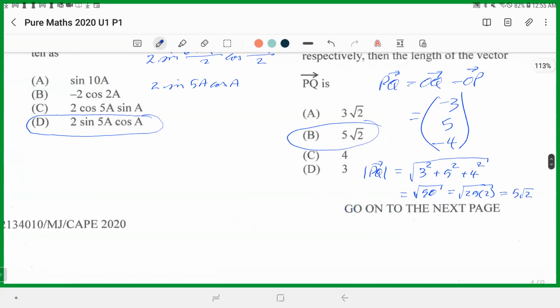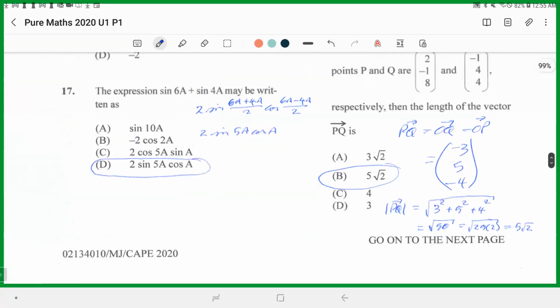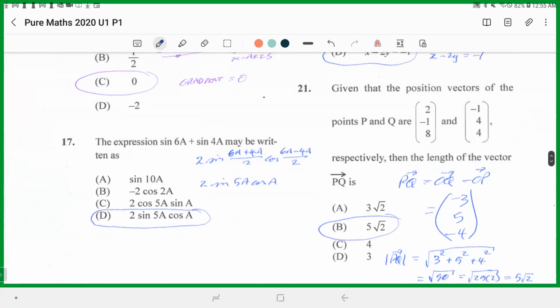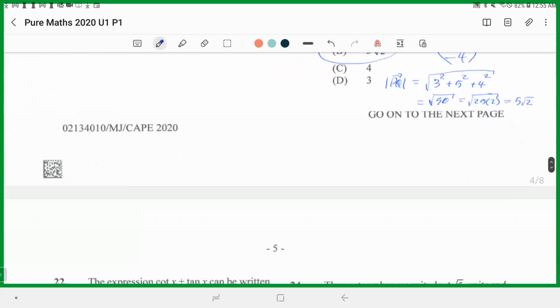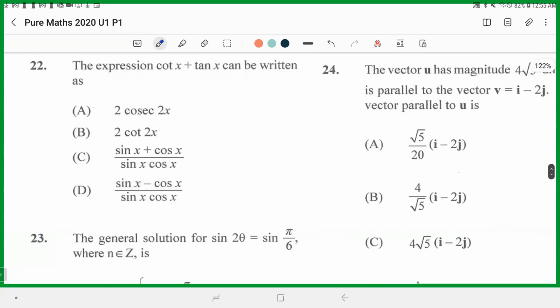Lost my chain of thought there a bit. That's what happens sometimes, especially at 1 a.m. in the morning when you want to sleep. All right, let's finish this.